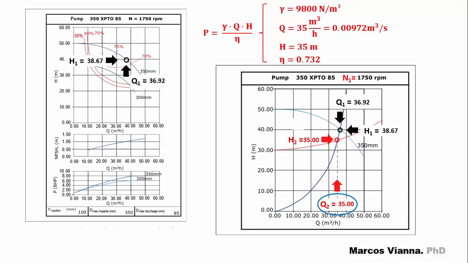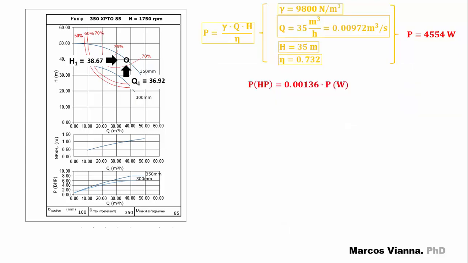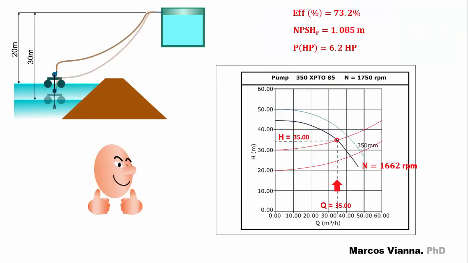The head must be in meters, and the efficiency will be 0.732. Here's what we find. P equals 4,554 watts, or 4.554 kilowatts. This is the conversion factor to transform watt to HP. So we just have to multiply it. We find that the power will be equal to 6.2 HP.